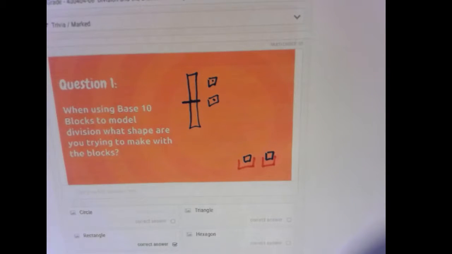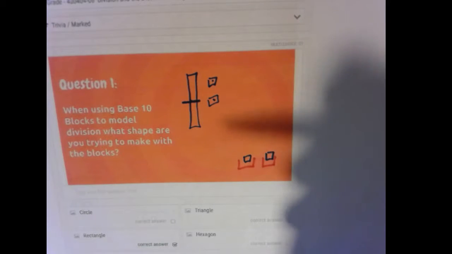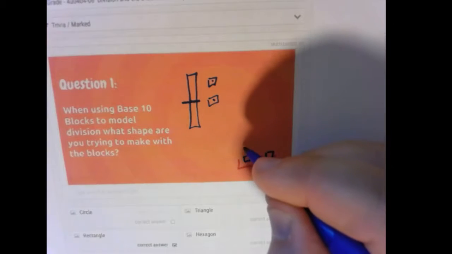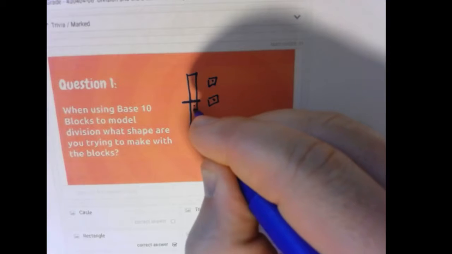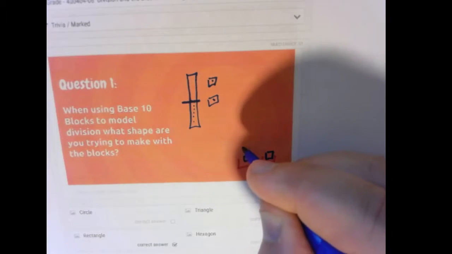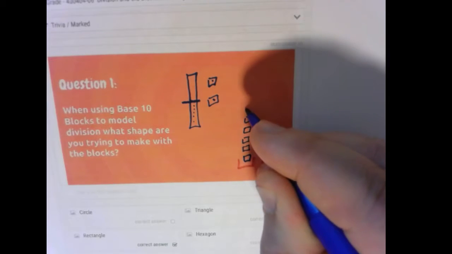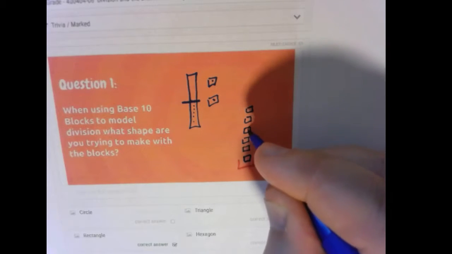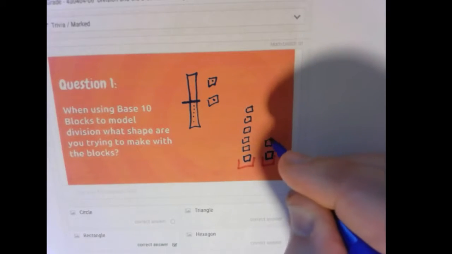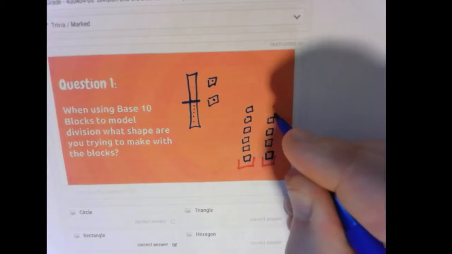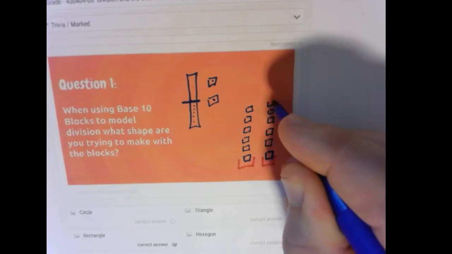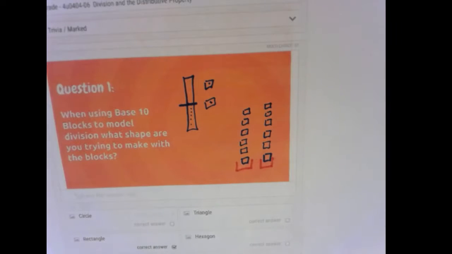So we split that 10 block into a bunch of ones, and we would end up having 1, 2, 3, 4, 5 in each group. Okay, so it would be a little bit messy like that as we worked it out on a table with those blocks, but what would we end up having?